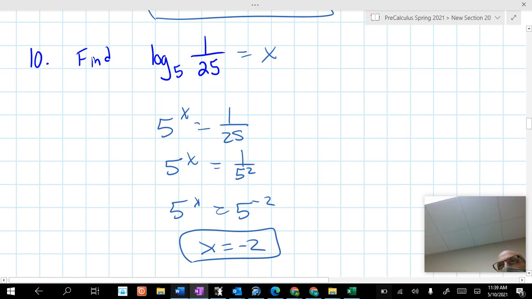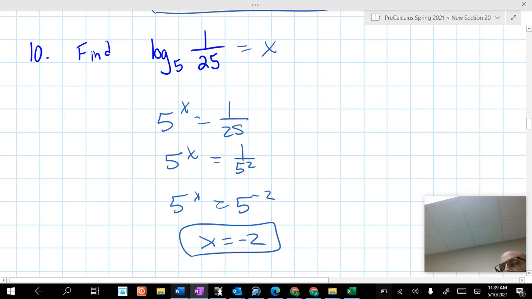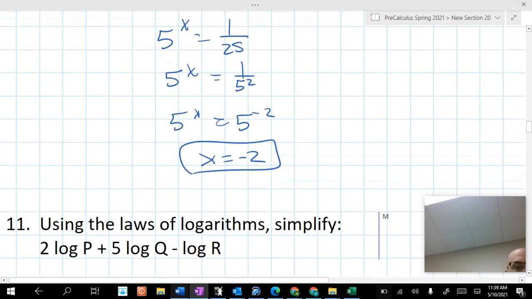Log of 1/25 divided by log of 5 on your calculator. If you do that, you should get negative 2. Right, Juliana? No, I didn't know that was a thing. Yeah, you did that in college algebra. Oh, yeah. The change of base formula.